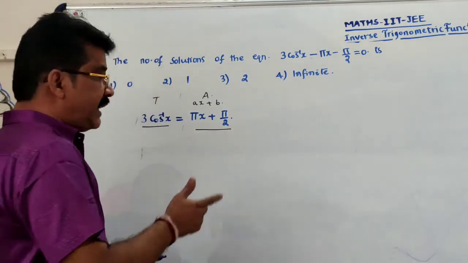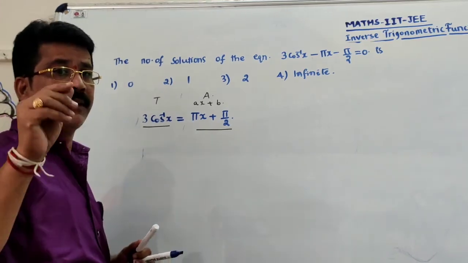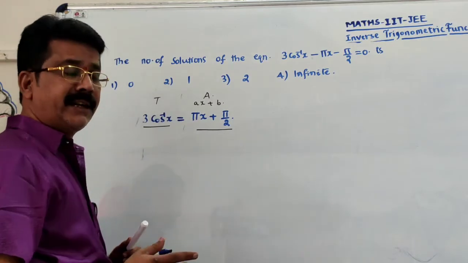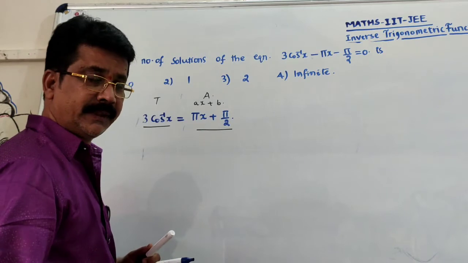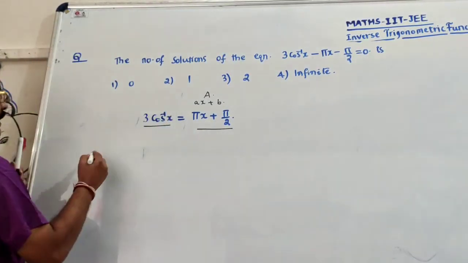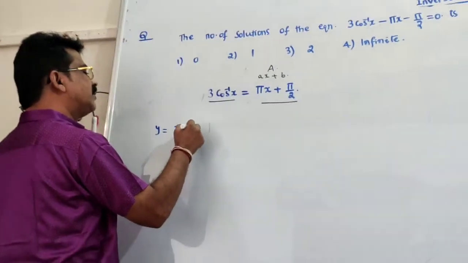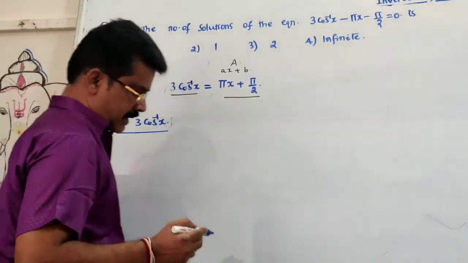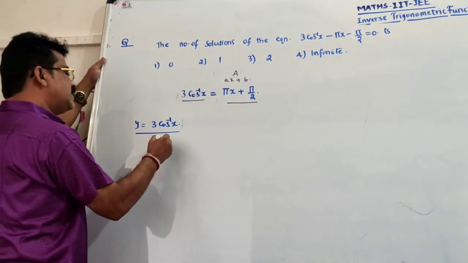Whenever the LHS and RHS have two different functions and the question is to find the number of solutions, then 99% of the time it is better to go through the graph. Therefore, we are following the graph. First, we draw the graph of y equal to 3 cos inverse x.